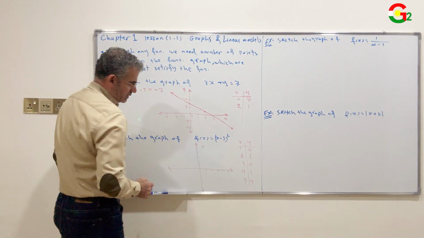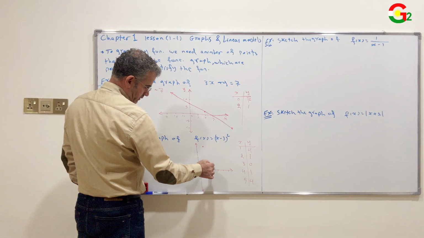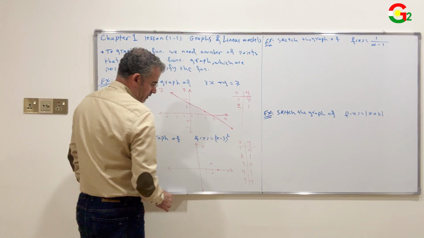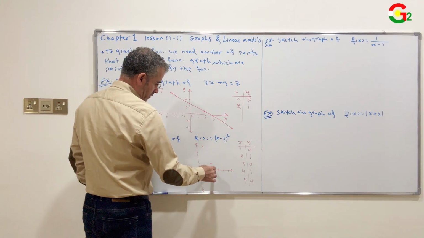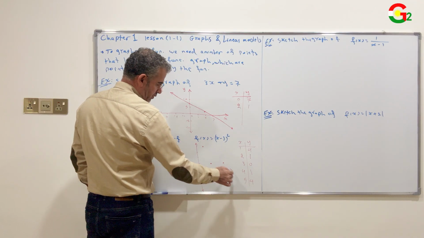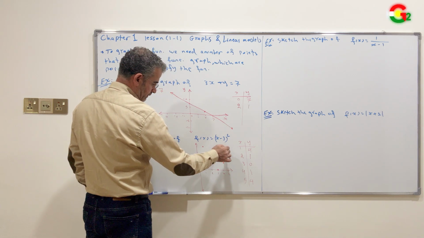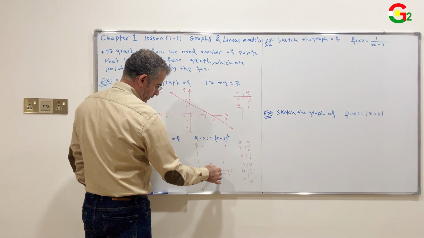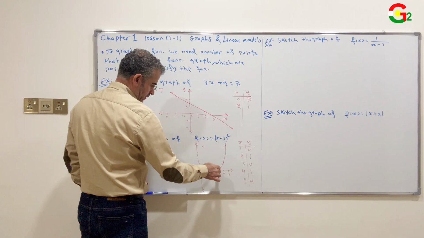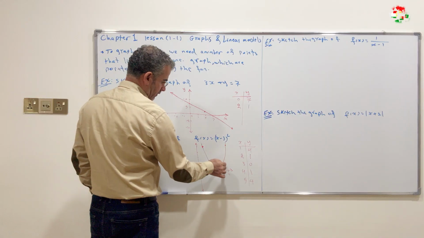The location of this point is here. When x equals 2, y is 1. The location of this point is here. When x equals 3, y is 0, which is on the x-axis. When x equals 4, y is 1. When x equals 5, y is 4. Then the graph of this function looks like this. This is the graph of this function.